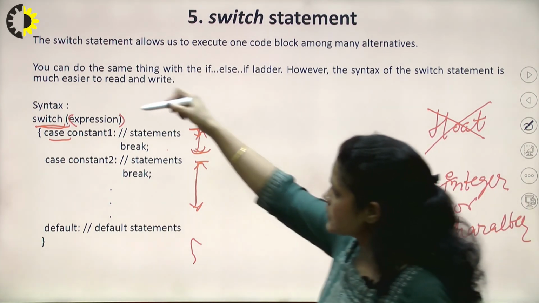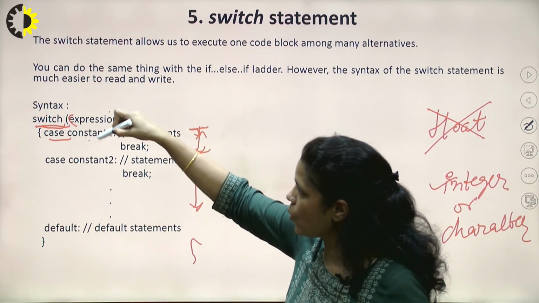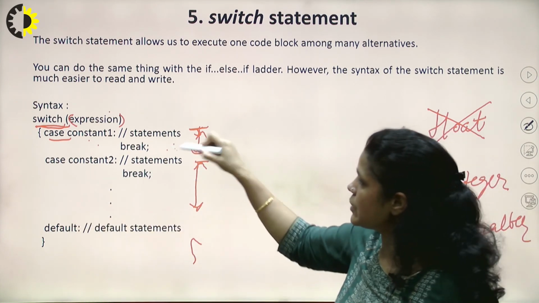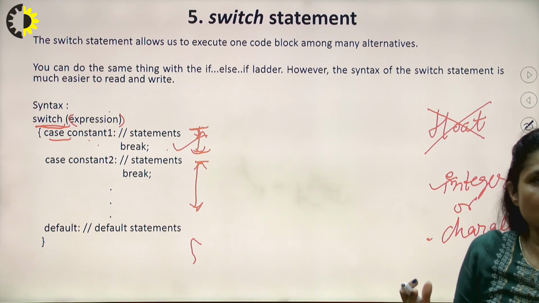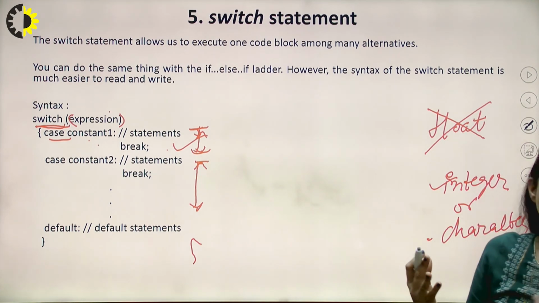Because when this expression's result matches the first case, let's suppose, then all the cases will be executed if we are not putting this break. What will this break statement do? The break statement will make the compiler's control go outside the loop.